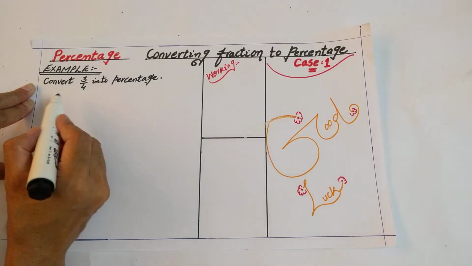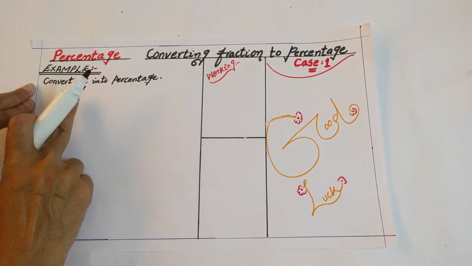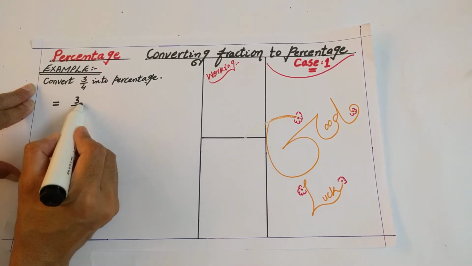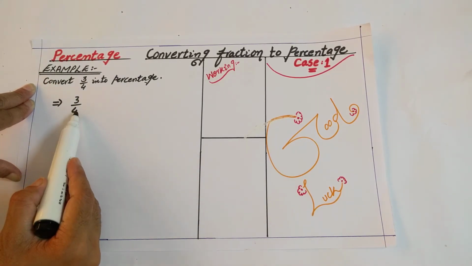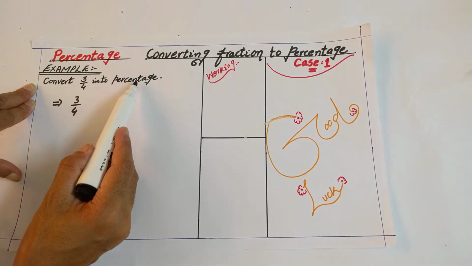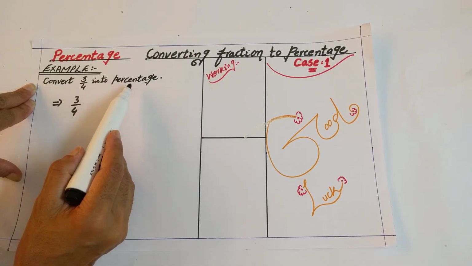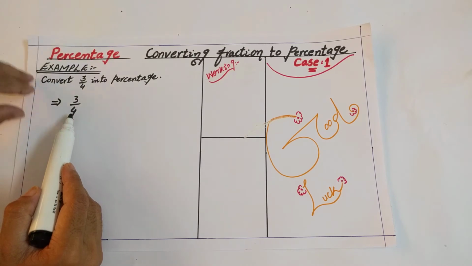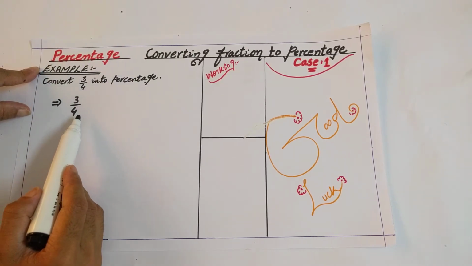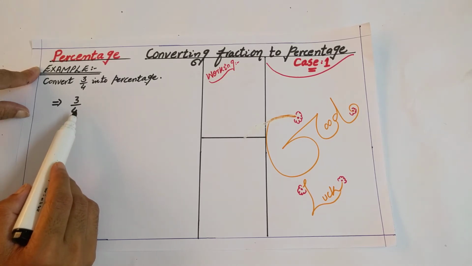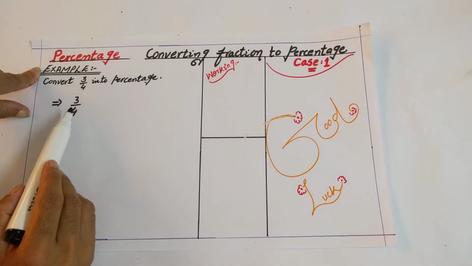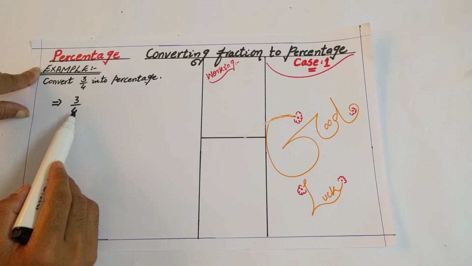Now, firstly we have to check the denominator. Our fraction is 3 by 4. Firstly, you will check the denominator. To convert it into percentage, our condition is that the denominator should be 100, but our denominator is not 100, our denominator is 4. So firstly, we will convert this 4 equal to 100. To convert it into 100, you have to check whether this 4 is a factor of 100 or not. Yes, 4 is a factor of 100.